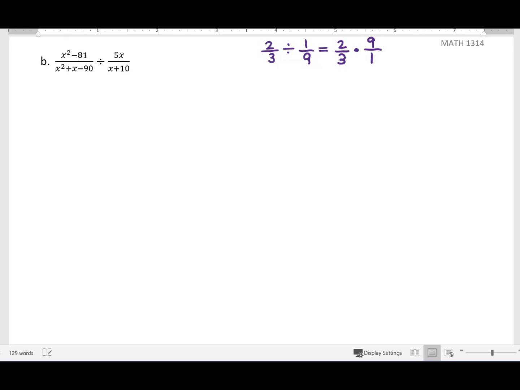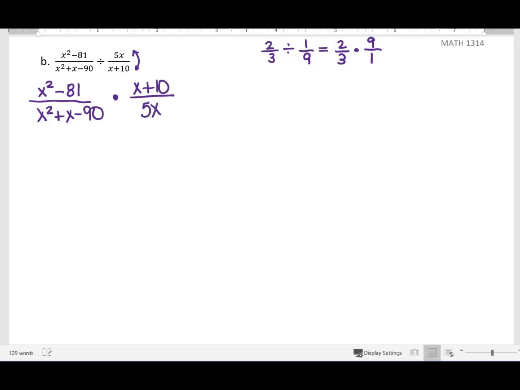So instead of x squared minus 81 all over the denominator divided by our second fraction, we're going to make this x squared minus 81 over that x squared plus x minus 90. Notice my first fraction staying the same. And we're going to make that times, and then we're going to flip-flop or take the reciprocal, and it becomes x plus 10 all over 5x.